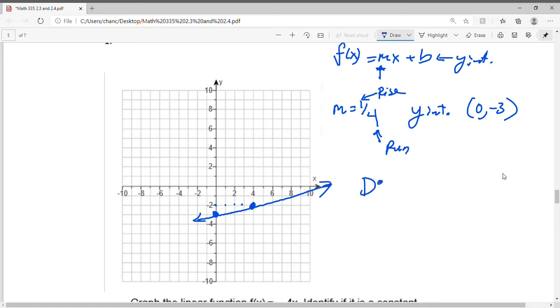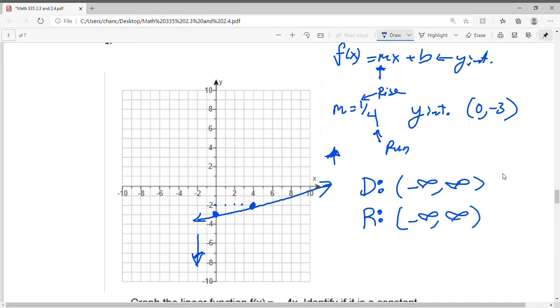Now, what's the domain of this line, and what's the range of this line? Well, you can see it goes to the left forever. It goes to the right forever. This thing goes down forever. This has a slight angle down, and it also goes up forever. So the domain and range is the same, -infinity to infinity.